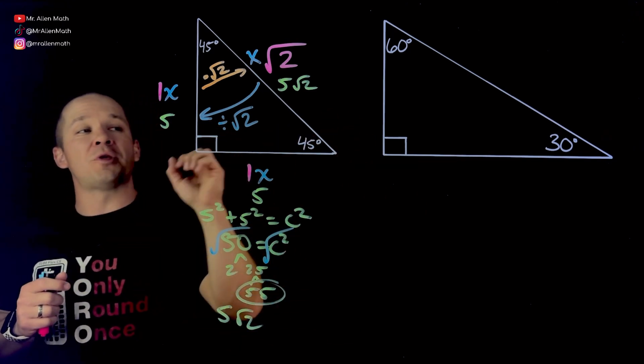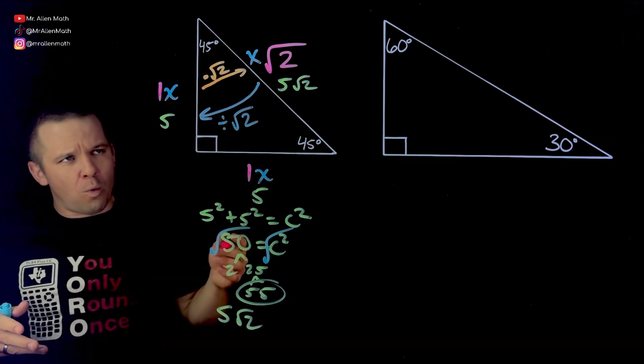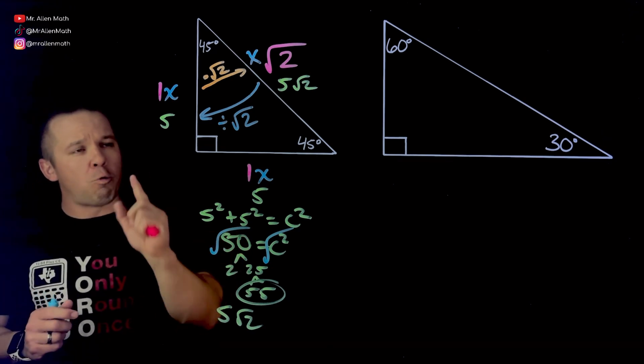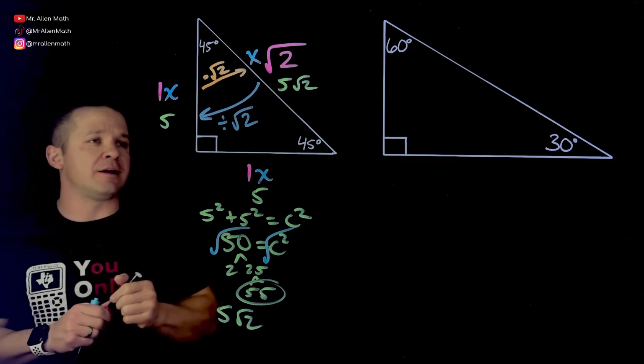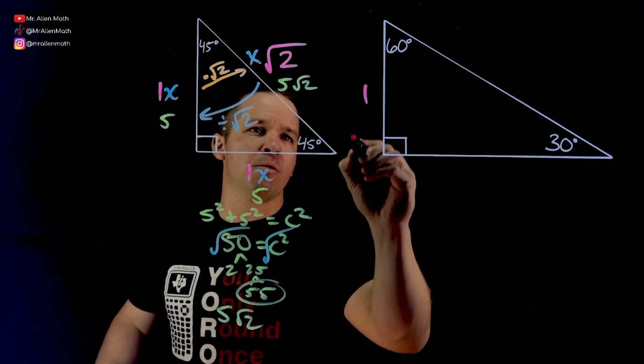Now we're ready to rock and roll with the 30, 60, 90 triangle. So first off, we'll start with the short leg being 1, just like the 45, 45, 90. But which one is my short leg? Well, it's the one across from the smallest angle, so this would be 1.